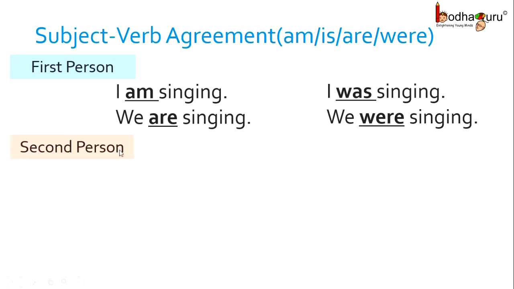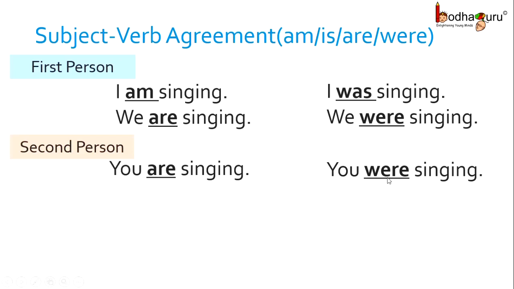Coming to second person, it is you both in singular form and plural form. And we say you are singing. So are is used in present tense with you. You were singing. Were is used with you in past tense. And remember that you can be in both singular or plural form. And in both cases, we have to use a plural verb.